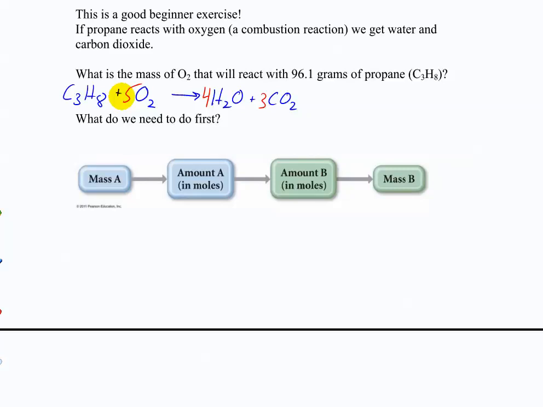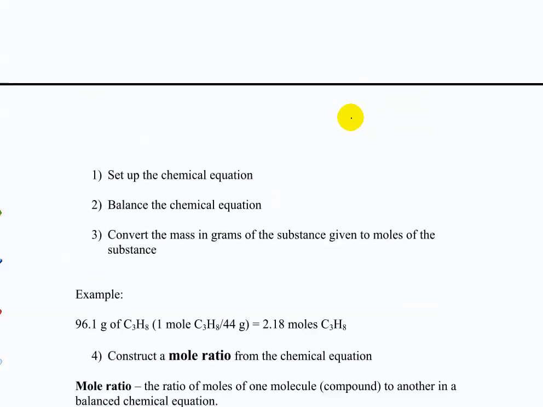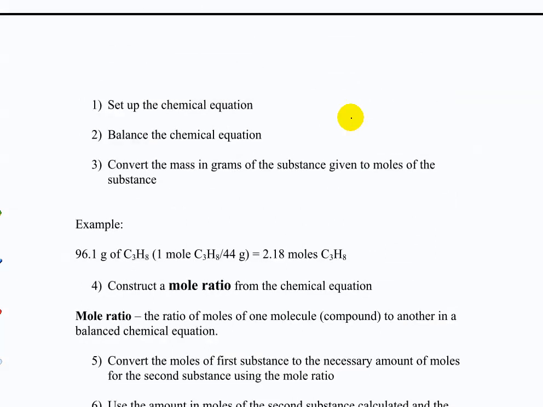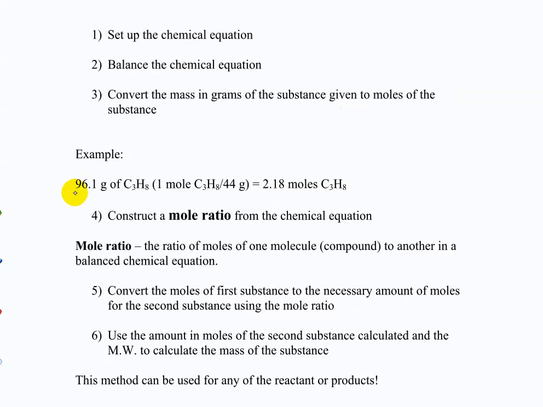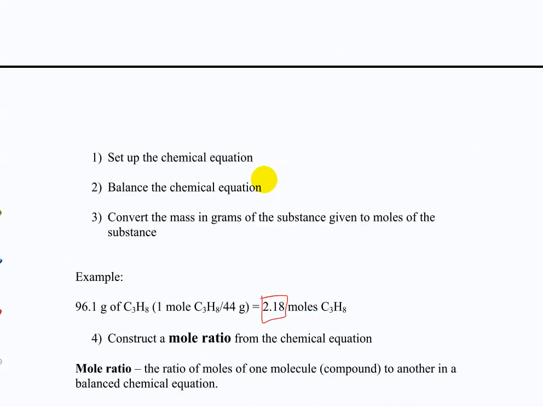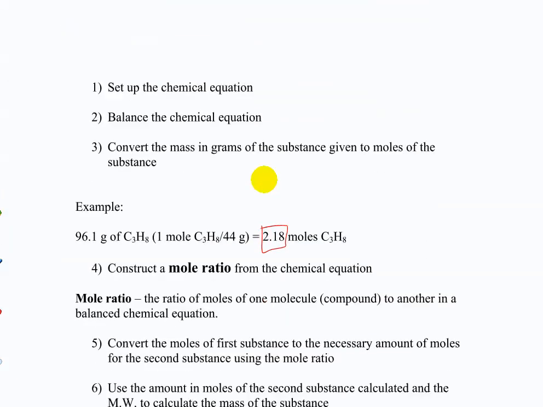Now we could also substitute the word moles there, because a mole is a number of particles. So we could say a mole of propane reacts with 5 moles of oxygen to produce 4 moles of water and 3 moles of carbon dioxide. But we can't say that with grams. And yet grams is what we have, is what we measured, 96.1 grams. So I did this calculation for you here. 96 grams of propane divided by 44 grams per mole gives us 2.18 moles of propane. That's how many moles we started with. The equation tells us to start with 1, but we have 2.18.